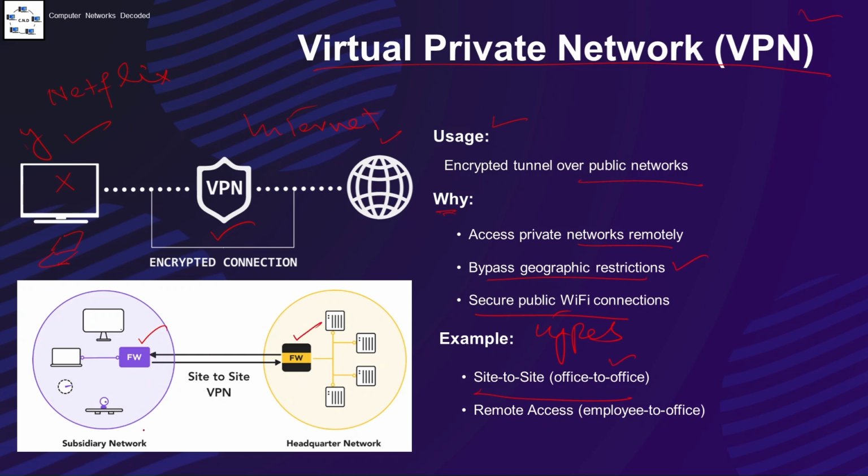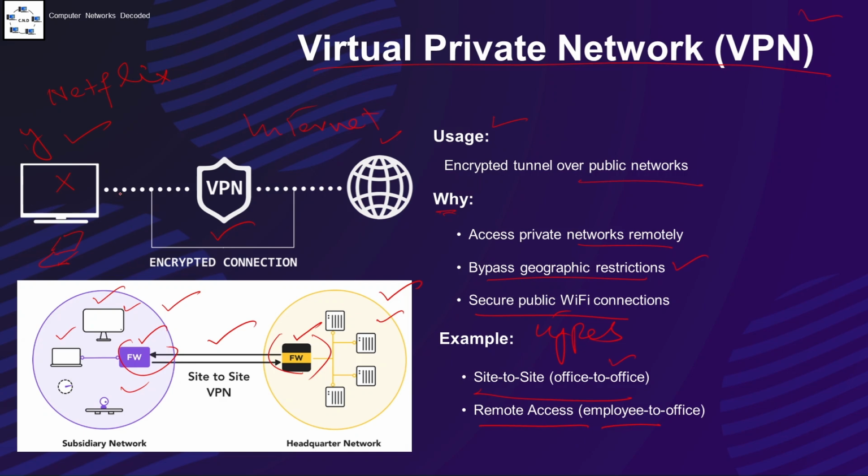Let's suppose you have the headquarters of your company in a city and a branch of that company in another city, and you have multiple employees over here and over here as well. So you can configure a site-to-site VPN between these sites, so that all the client traffic will be encrypted between these two sites.